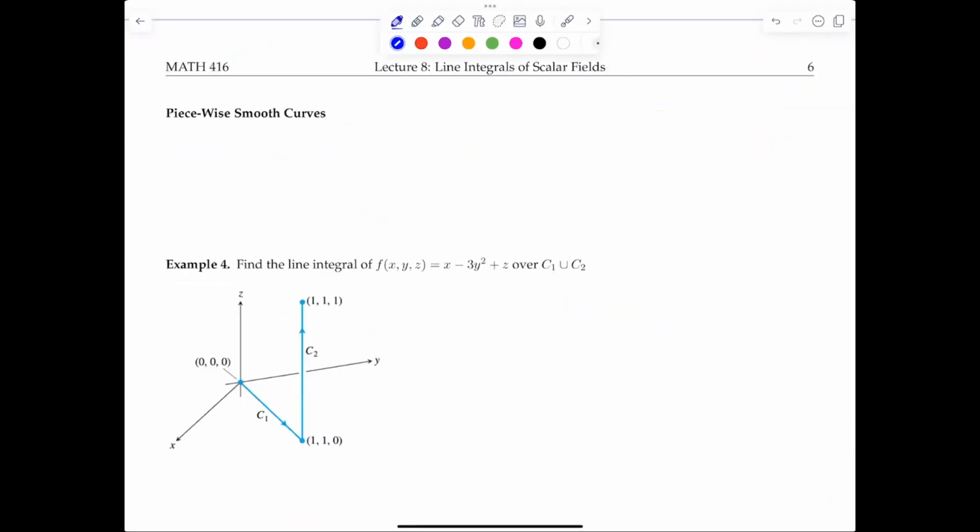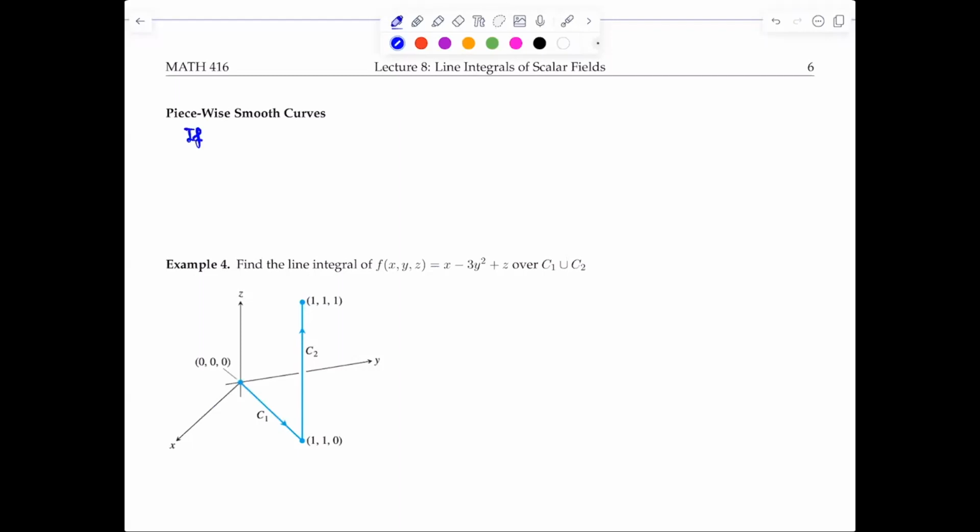All right, so let's cover the last topic here, piecewise smooth curves. So if you have something like this, the curve consists of 2 pieces, C1 and C2. What you do for the line integral of the scalar field is that you can break it into multiple integrals. You can do the integral along path C1 first, then add the integral along C2. So that's what you can do.